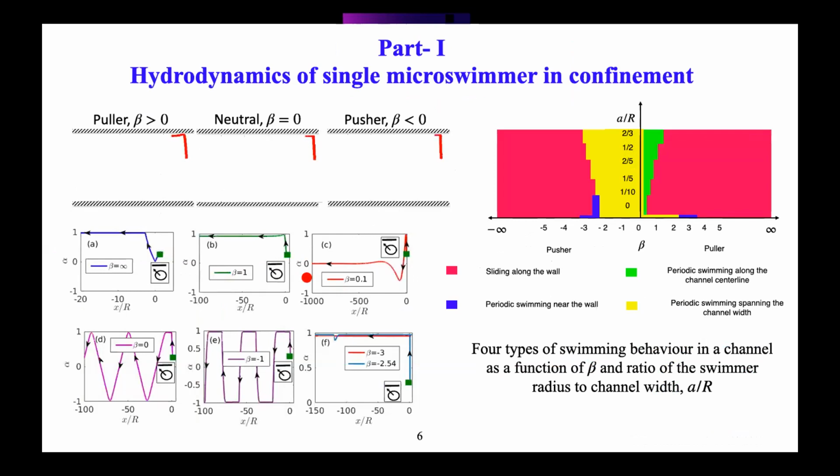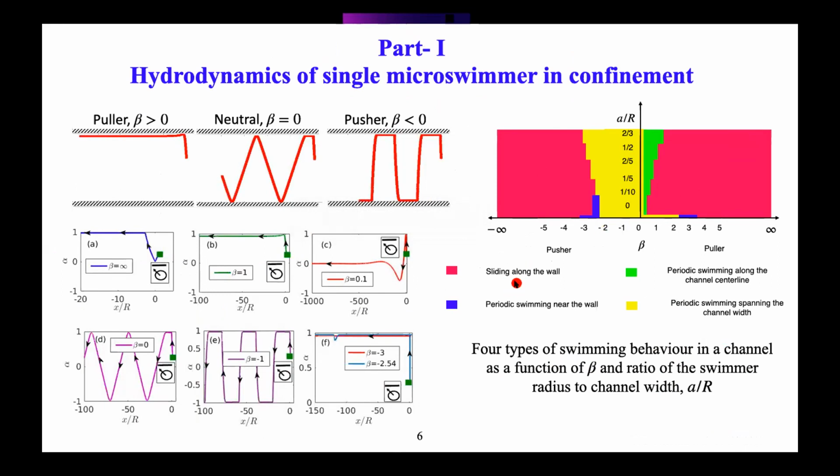So I'll move on to the first part of the work, where we have looked at the hydrodynamics of a single microswimmer in confinement. And when we studied that, we observed 4 different types of behavior for a single microswimmer in confinement, which are represented using a phase diagram here.